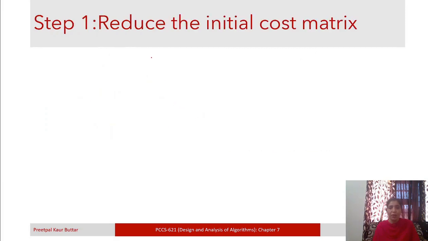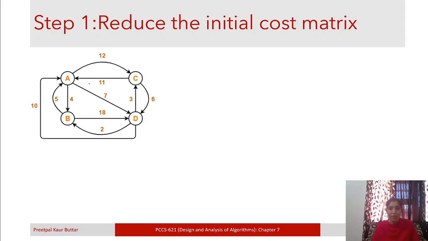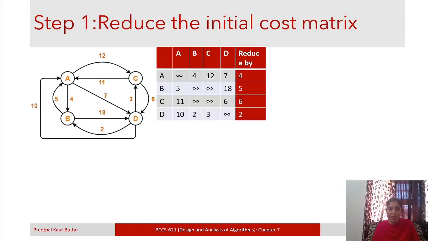Now we will go to step 1 of this branch and bound algorithm, which is to reduce the initial cost matrix. At every step there is a reduction. We reduce the matrix which is given to us. So how to reduce the matrix? This is the graph, and this was the initial cost matrix. Now reduction is done in 2 steps. We reduce by rows, and then we reduce by columns.